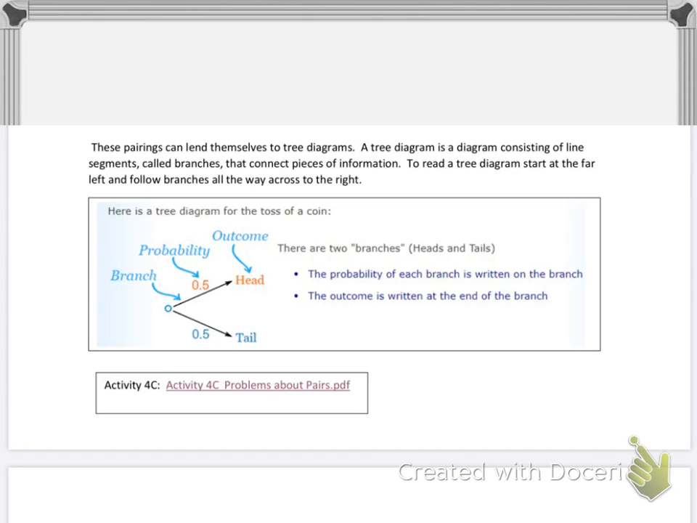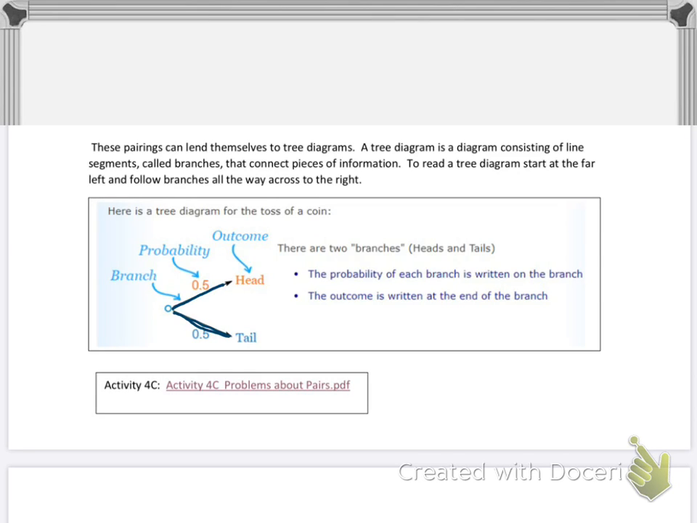Okay, so here the textbook's kind of jumping around a little bit, and it's going with the concept of pairings, and it's going to say that these pairings can lend themselves to a tree diagram. So a tree diagram is a diagram consisting of line segments called branches. So here's the branch. Here's another branch.